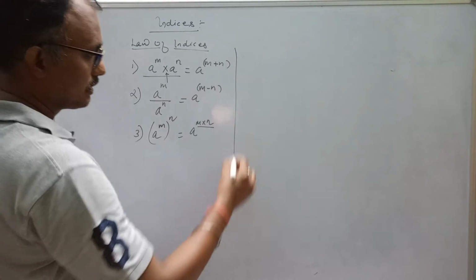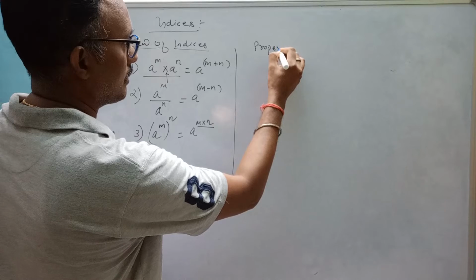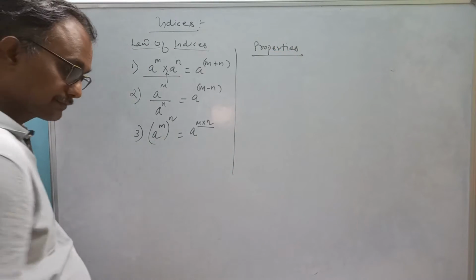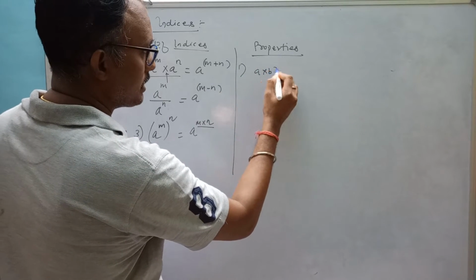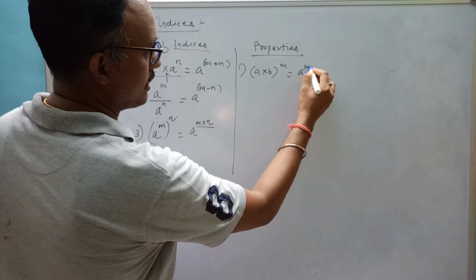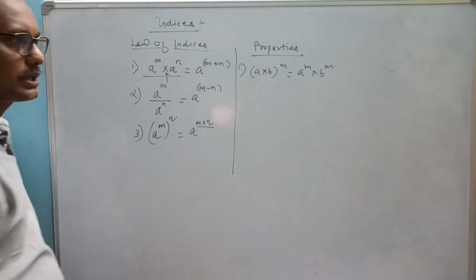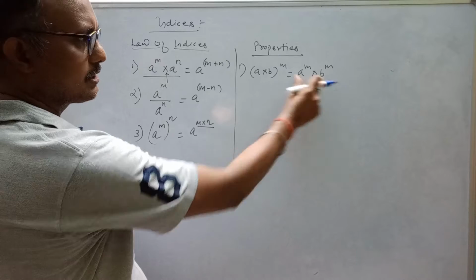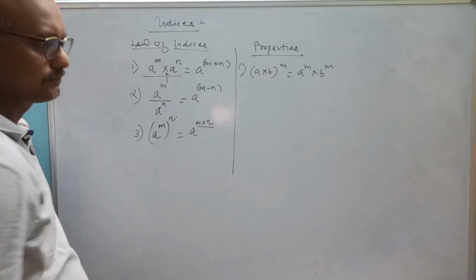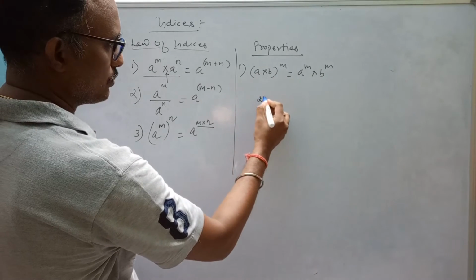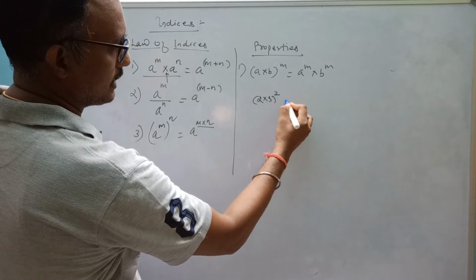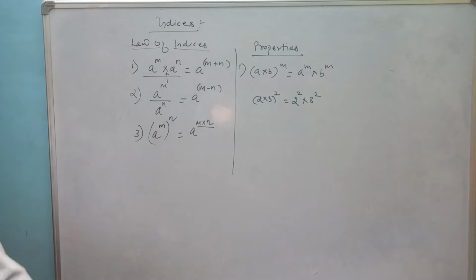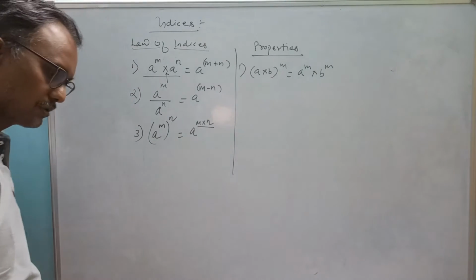Then this is the law. Then there are properties. In properties, the first property is a into b raised to m is a raised to m into b raised to m. Perfectly, you can split the numbers. Common taken. If there is a condition like this, you can vice versa take the commons. If 2 into 3 raised to 2 is written, you can write 2 raised to 2 into 3 raised to 2.